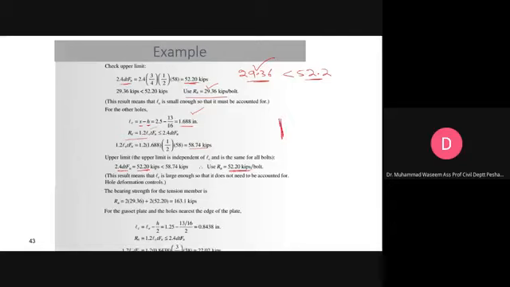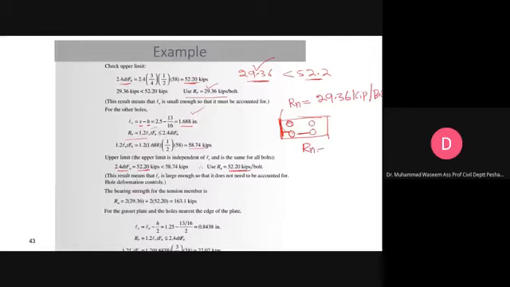Let me write here. For these 2 bolts, the strength over here is Rn, 29.36 kips per bolt. Over here we also have to evaluate the Rn, the bearing strength. This comes out to be 52.20 kips per bolt. Now this is done. We have evaluated the bearing strength and we have checked the minimum edge distances.